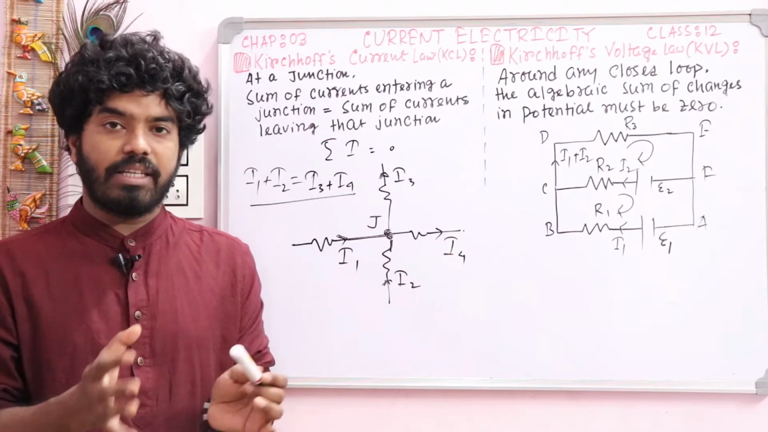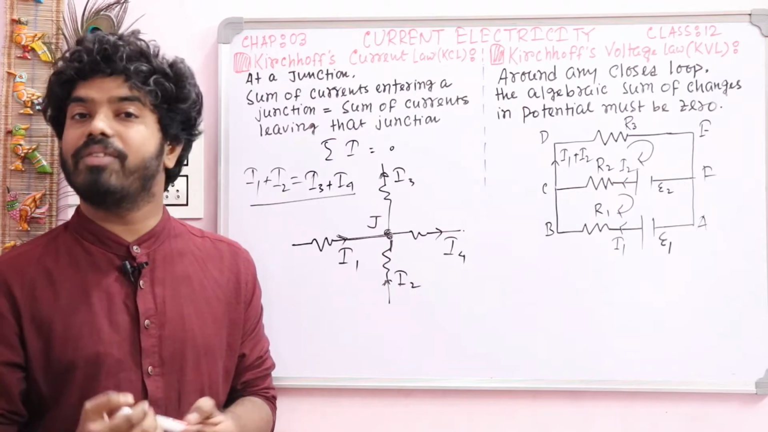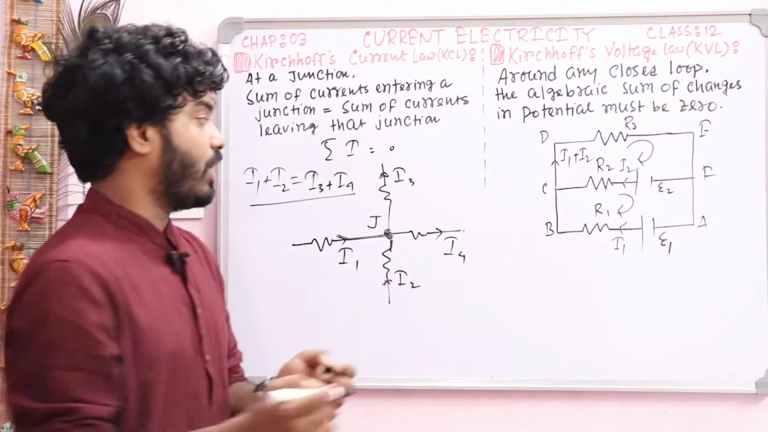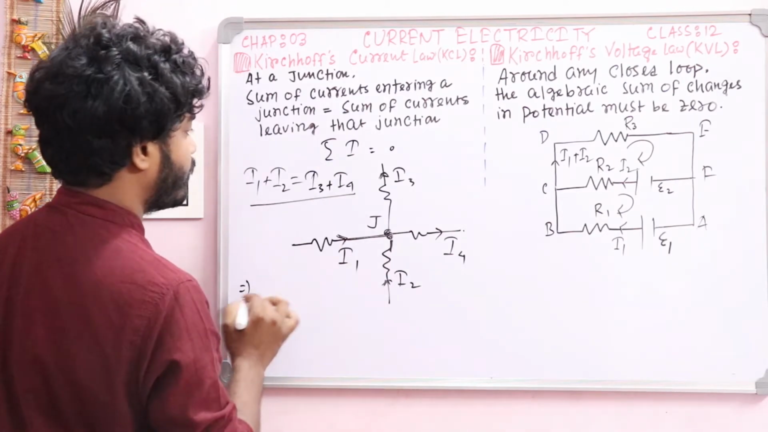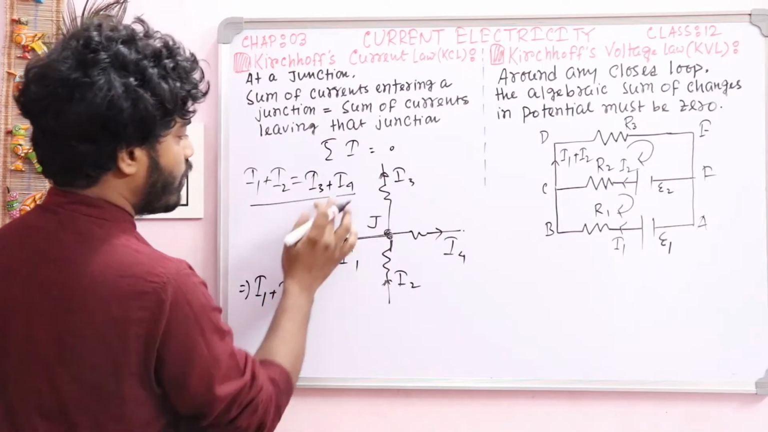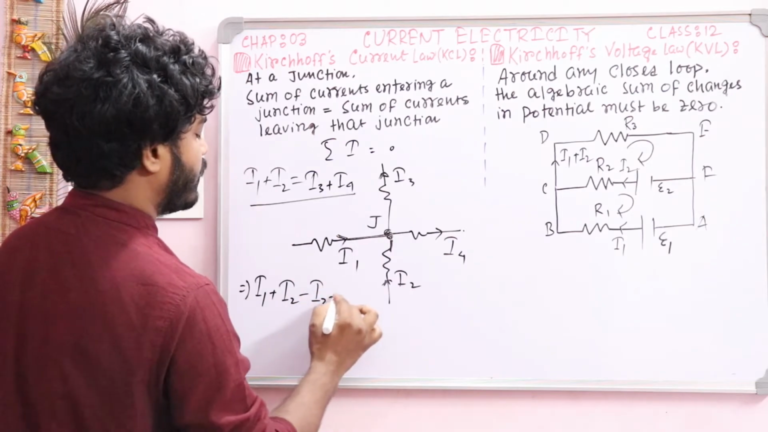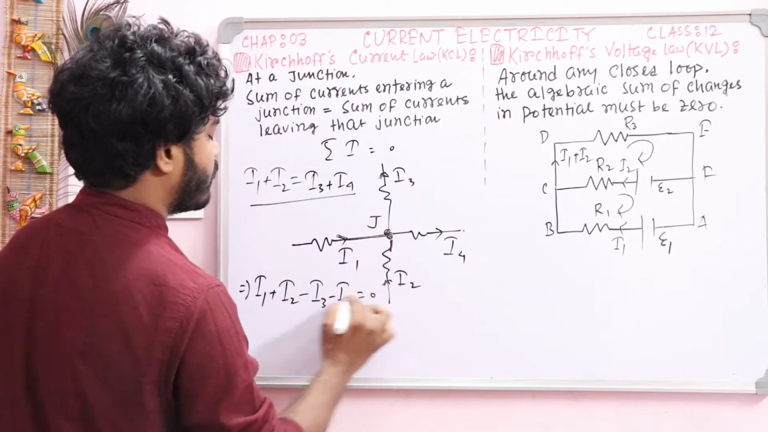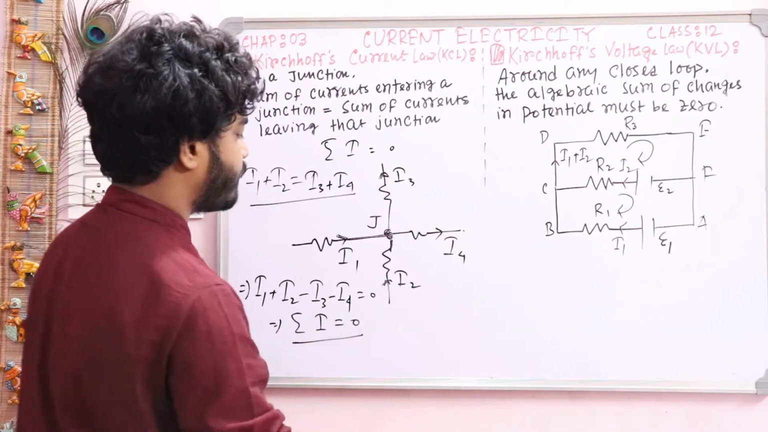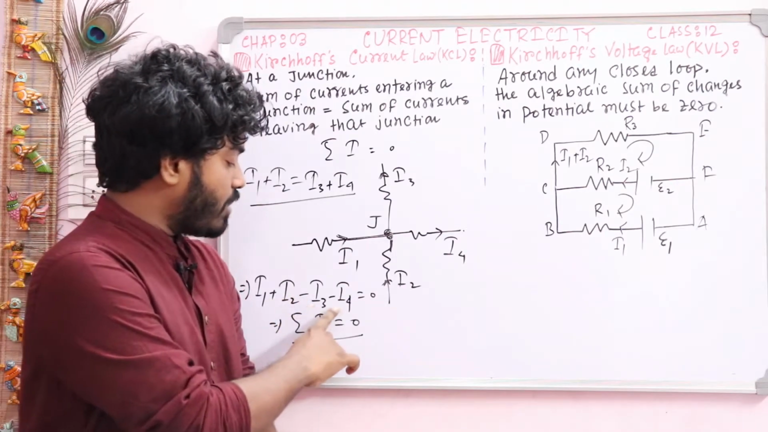The sum of current entering at a junction is exactly equal to the sum of current leaving at that junction. Sometimes it is written as summation of I equal to 0. That means I1 plus I2, and when I3 and I4 go to that side, minus I3 minus I4, is equal to 0. That is summation of I equal to 0. Here I3 is negative, I4 is negative.